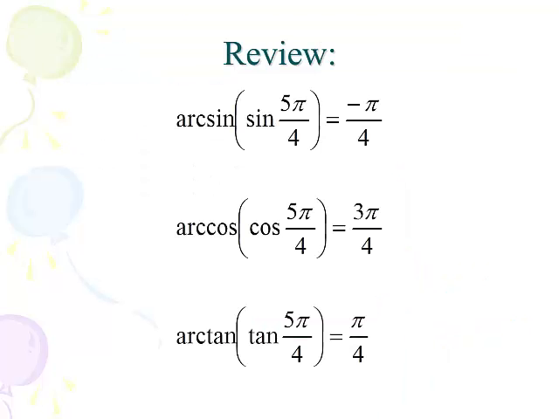So here's a quick review. Notice that none of the answers were 5 pi over 4, because 5 pi over 4 was out of range for all 3 of these functions: arc sine, arc cosine, arc tangent, inverse sine, inverse cosine, inverse tangent. You have to give an answer that's in range for the function. And if you have to work inside out, then that's what you do.